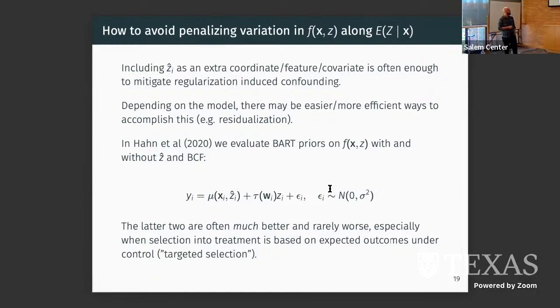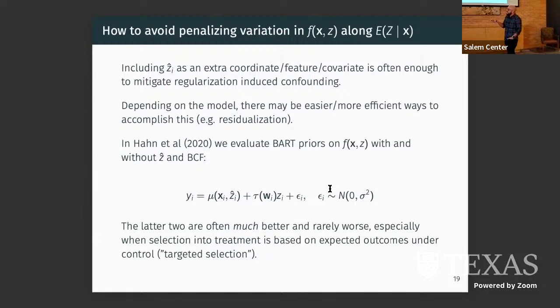In our paper where we introduced BCF, the model we actually use looks something like this. That function mu takes as inputs x and z hat, okay? So we're going to let those trees split not along just the axes of z, but also along an axis that's defined by the propensity score, the estimated propensity score here. We evaluate this in the paper. I'm not going to bore you with a bunch of simulations, but including the propensity score typically doesn't hurt. And often it helps debias our estimates an awful lot.